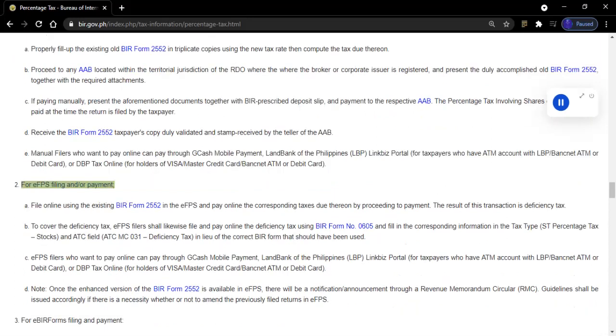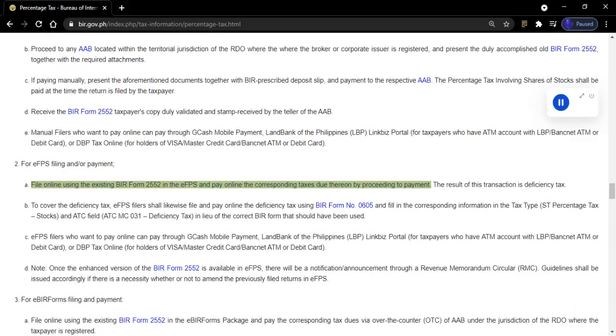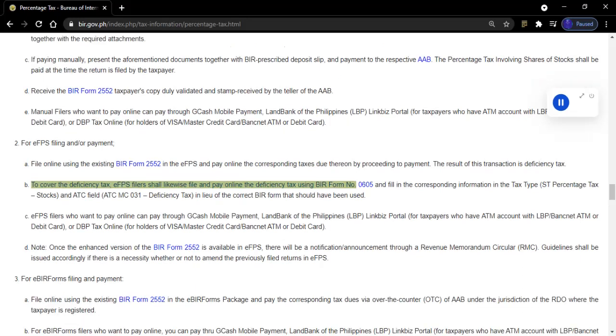For EFPS filing and/or payment. File online using the existing BIR Form 2552 in the EFPS and pay online the corresponding taxes due thereon by proceeding to payment. The result of this transaction is deficiency tax. To cover the deficiency tax, EFPS filers shall likewise file and pay online the deficiency tax using BIR Form No. 0605 and fill in the corresponding information in the tax type, ST Percentage Tax Stocks, and ATC field, ATC MC031 deficiency tax, in lieu of the correct BIR form that should have been used.